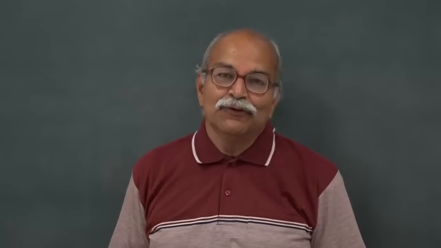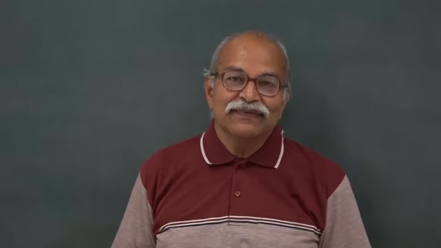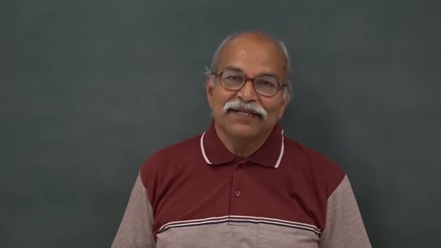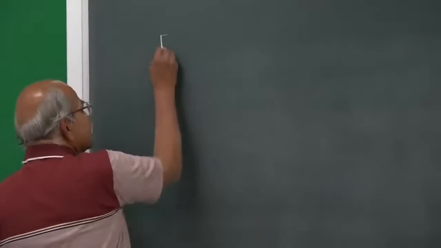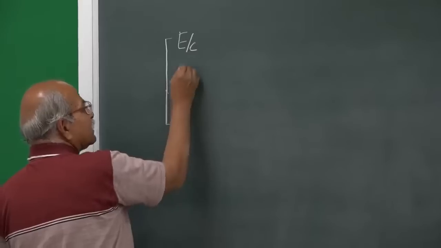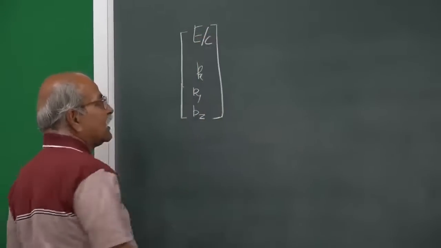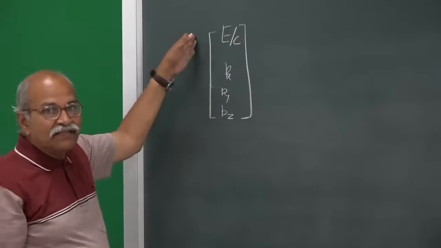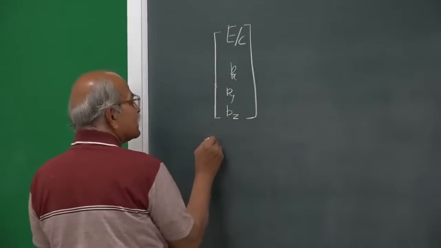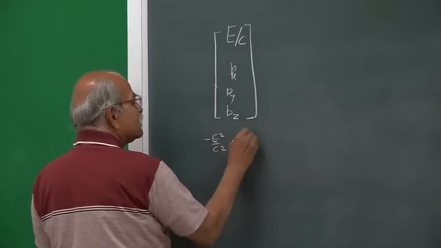So, using the 4 vector property of energy momentum, we derived last time that E square minus P square C square should be invariant under Lorentz transformation, because the vector is E by C, that is the 0th component, and then Px, Py and Pz. This is the 4 vector, and the magnitude of this vector squared is minus of this quantity and then plus this square plus this square plus this square, which is P square.